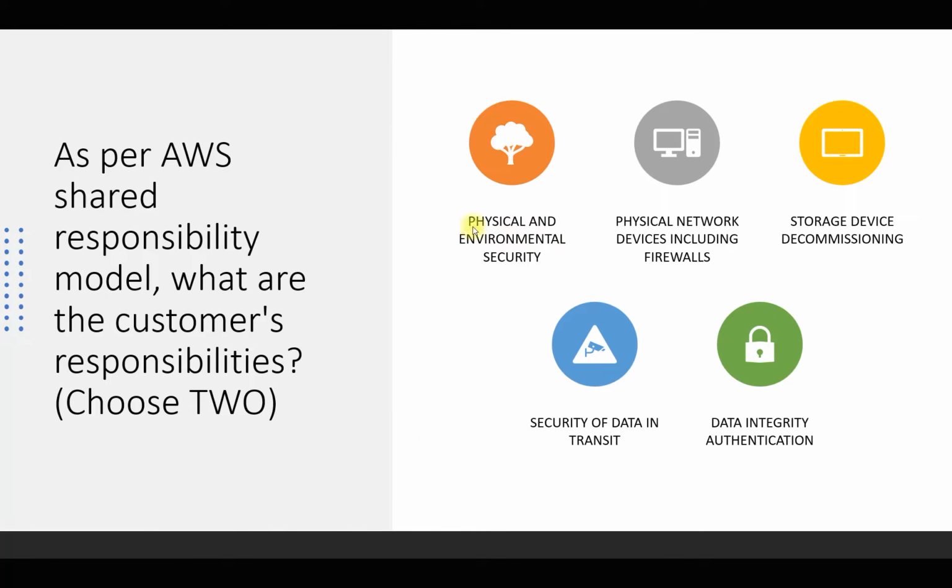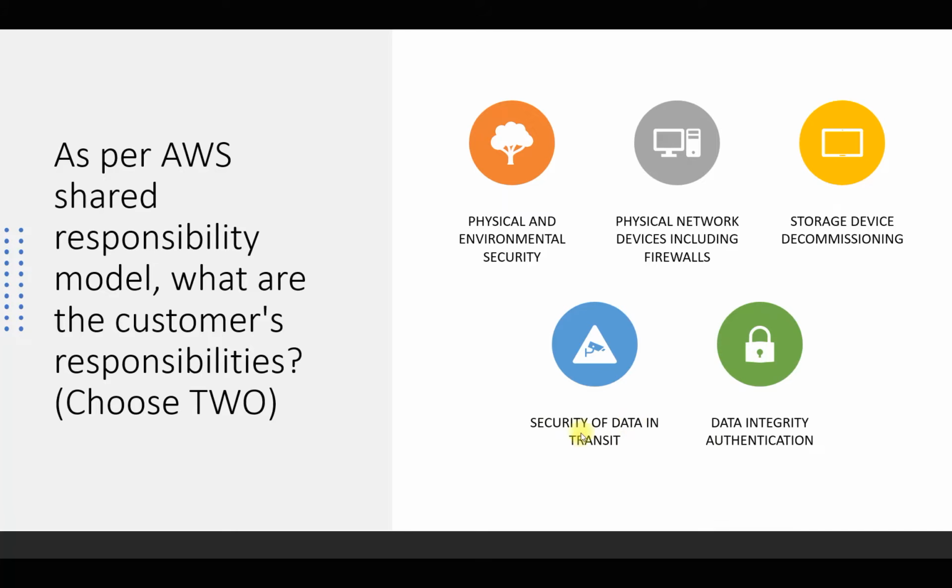So if you go through the options, physical and environmental security is the cloud service provider's responsibility. So here it is AWS's responsibility. Next is physical network devices, including firewalls. That is also physical devices. Any device which is physically present in the cloud is the cloud provider's responsibility. So it is also not a correct choice here. Storage device decommissioning. A storage device is a physical device, and they want to decommission it. So it does not belong to us, and we do not need to take care of it. So it's also the cloud service provider's responsibility.